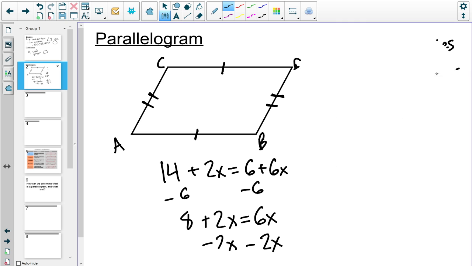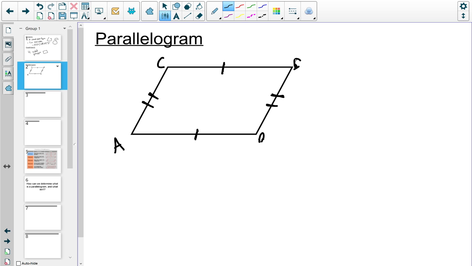There is a little bit more to this. We know that opposite sides are parallel and opposite sides are congruent, but we can also say that opposite angles are, you guessed it, congruent.